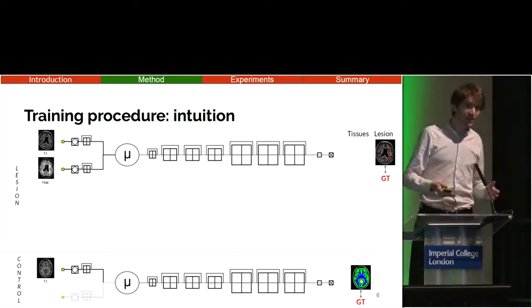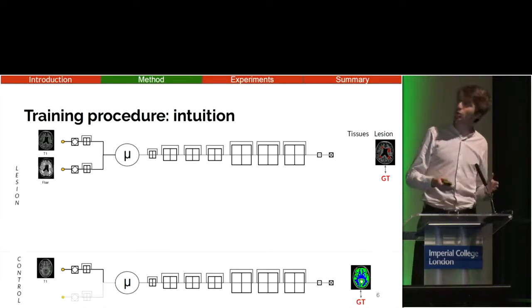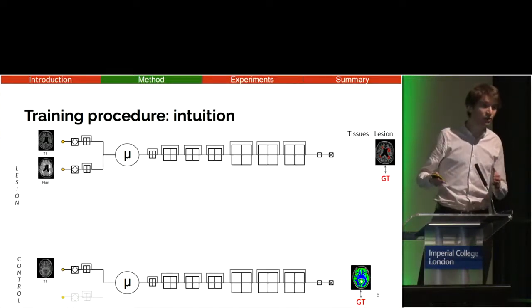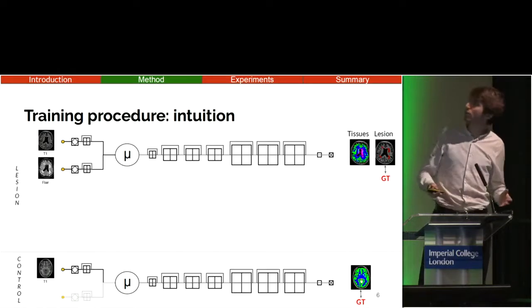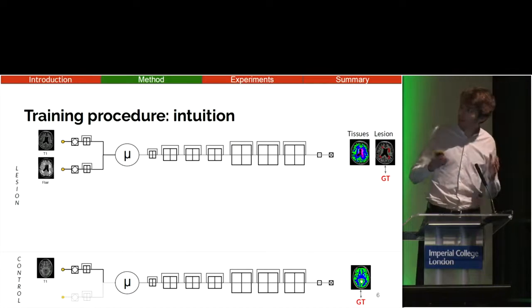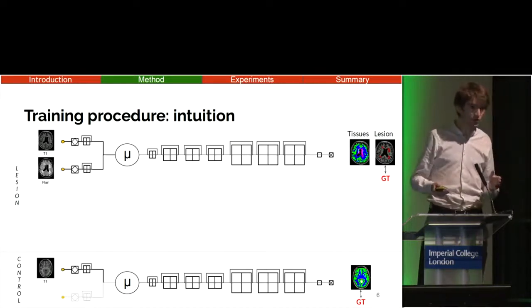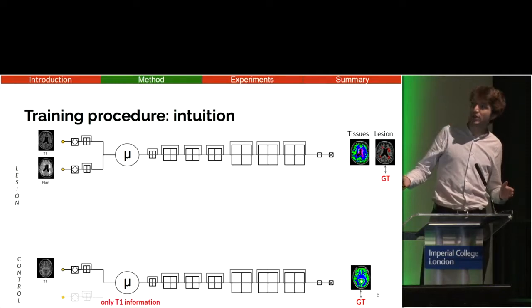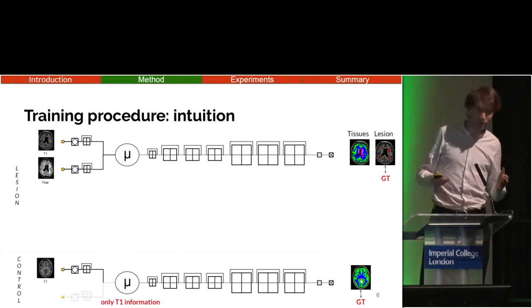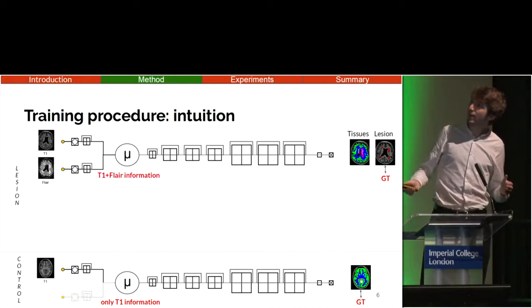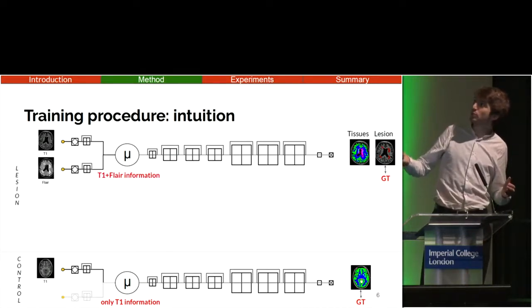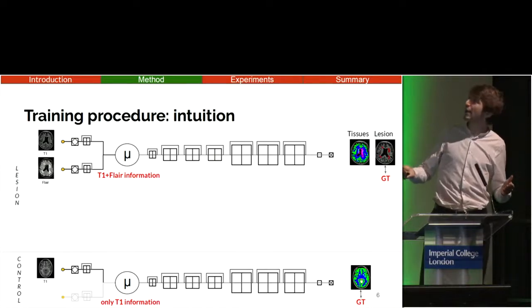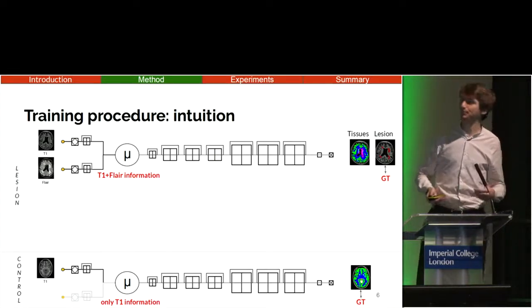The question now is: does the tissue segmentation work when the inputs are T1 and FLAIR? The answer is no, it won't work. Why? Because when we train a network to perform tissue segmentation using the T1 control scans, we only have the T1 information. And when the inputs are T1 and FLAIR, the input also contains the FLAIR information. So this will create a perturbation for the rest of the network, and the tissue outputs will be noisy.